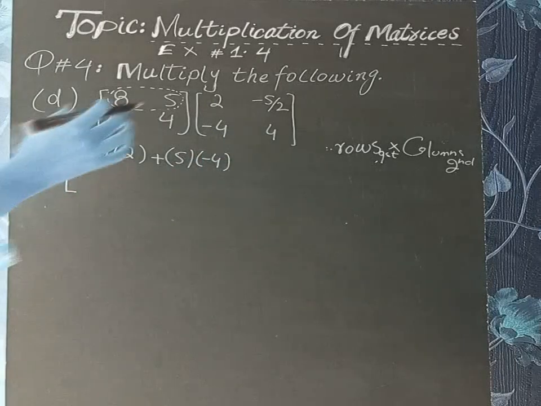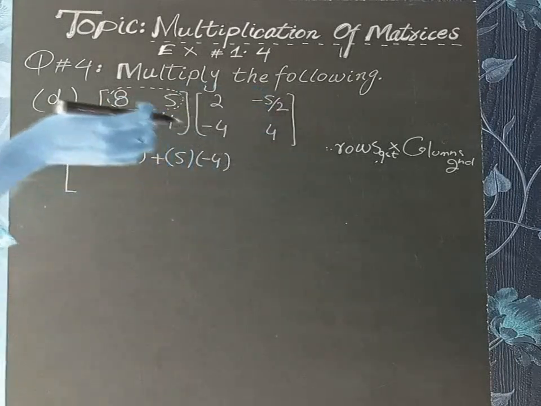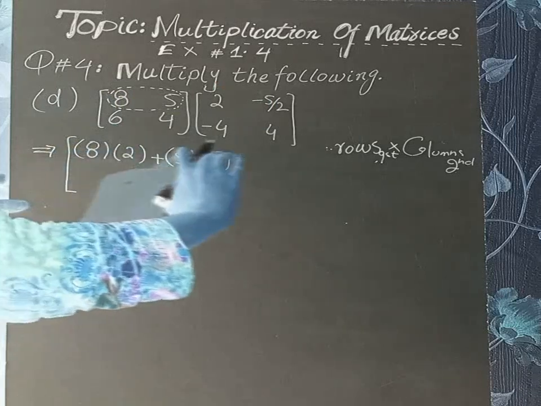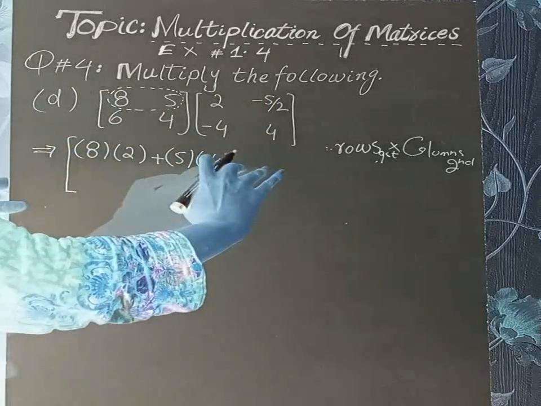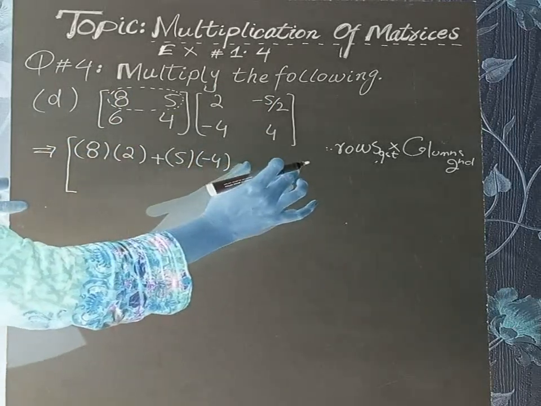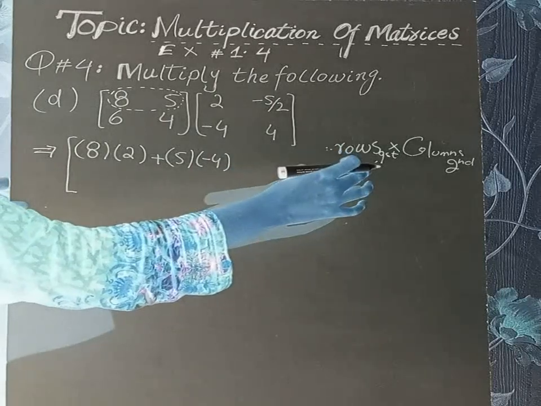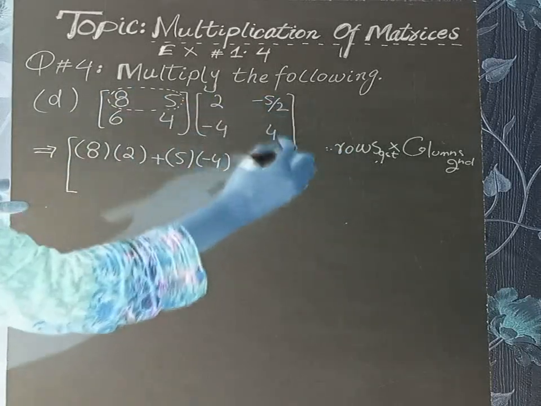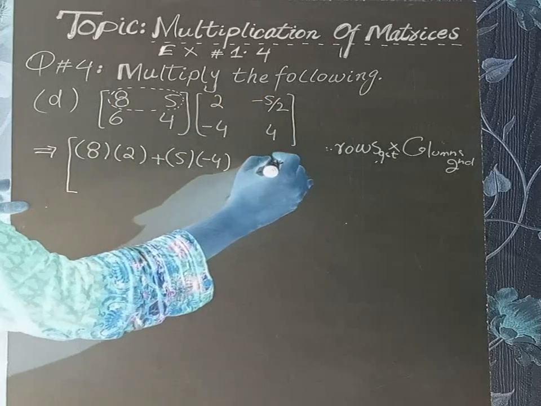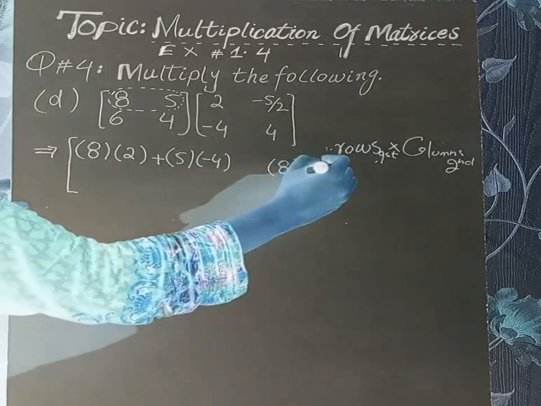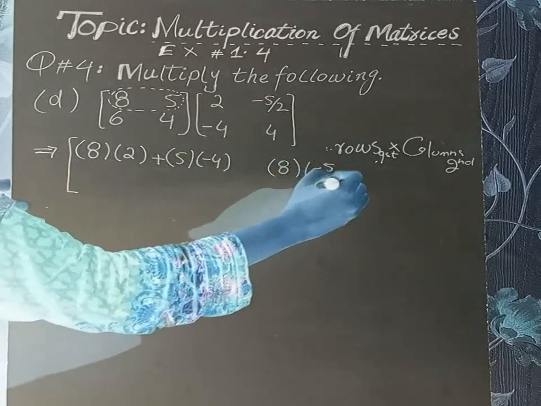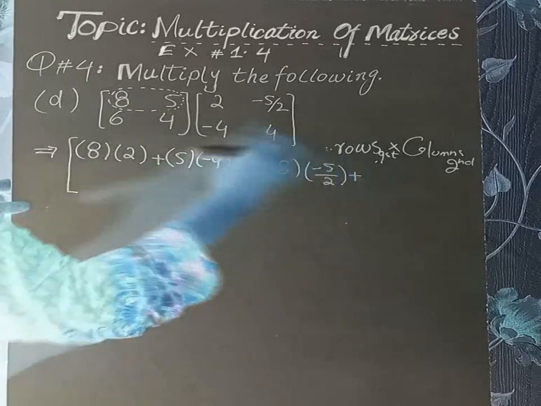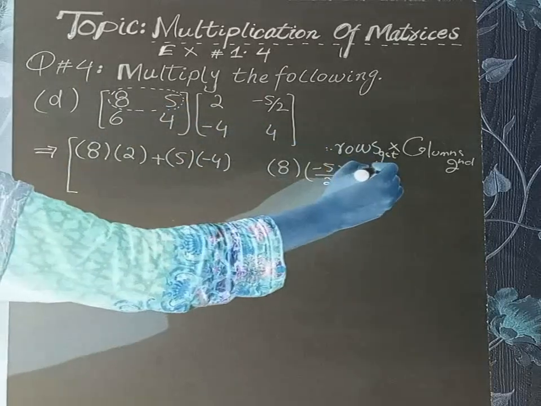Same, the first row will be multiplied by the second column. The row is the same, but the column, there should be a gap between the two columns. There is the second column now. 8 will be multiplied by minus 5, 2. Plus 5 will be multiplied by 4.